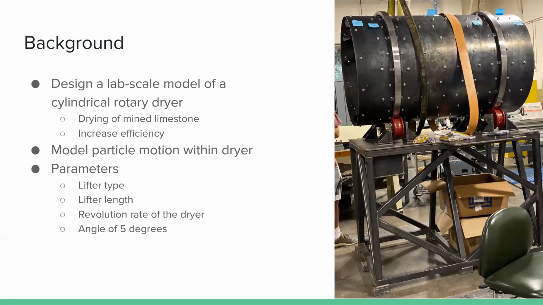It is able to accomplish this drying process by using what we call lifters that are attached to the inside of the cylinder. As the cylinder rotates, the pieces of metal attached to the inside will lift up the material and push it through in a certain pattern. Our team was tasked to model how the particles of limestone will fall off as the drum rotates. Keeping this in mind, we kept certain parameters vital to creating these systems of equations, such as the lifter type, lifter length, the dryer rate of rotation, and the incline of the dryer as well.